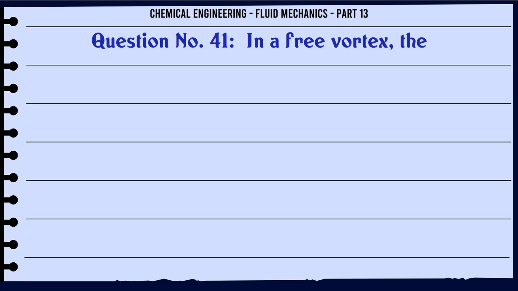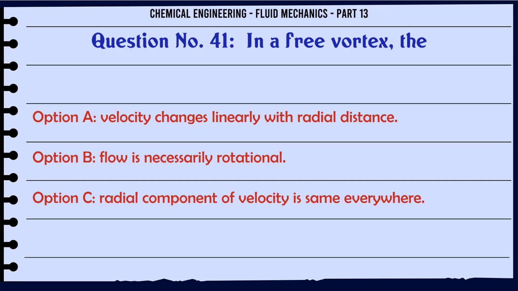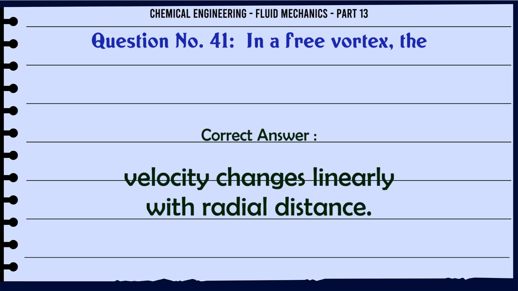In a free vortex the A. Velocity changes linearly with radial distance. B. Flow is necessarily rotational. C. Radial component of velocity is same everywhere. D. Streamlines are not circular. The correct answer is velocity changes linearly with radial distance.